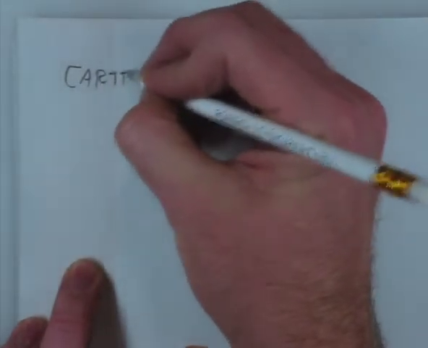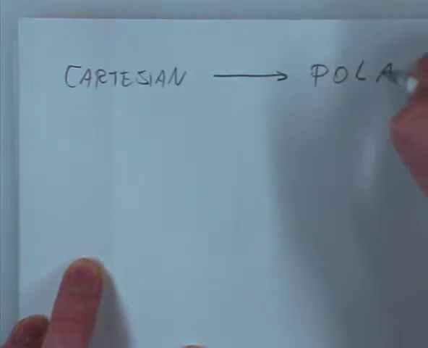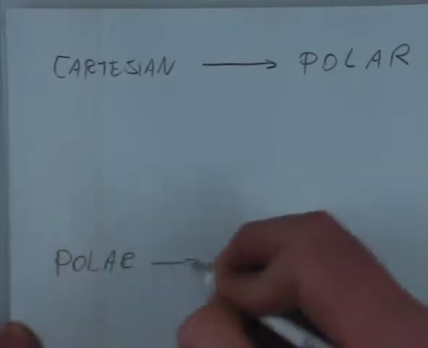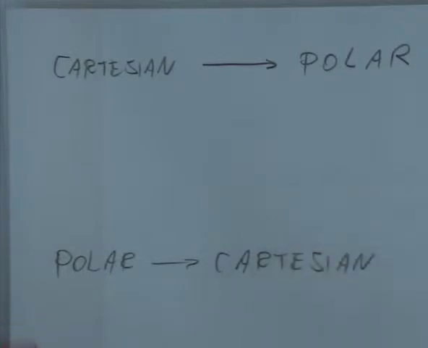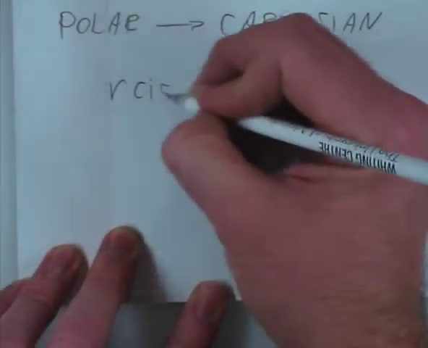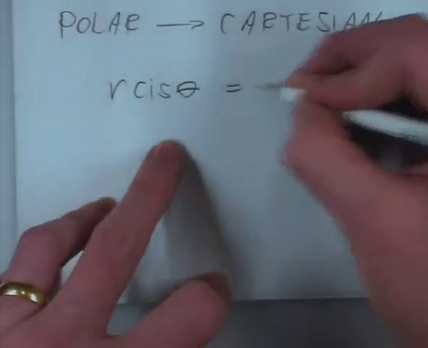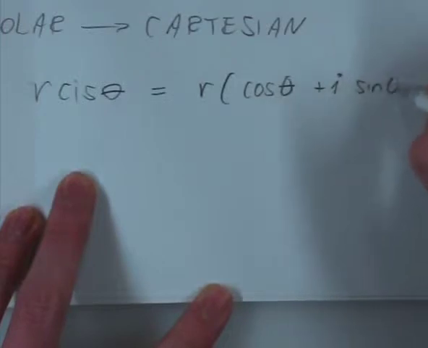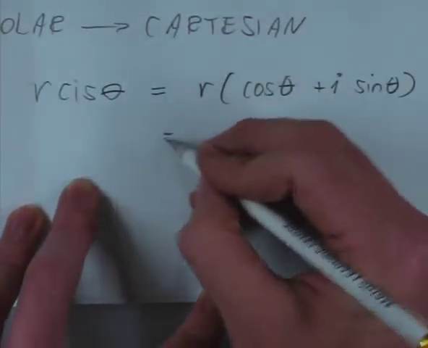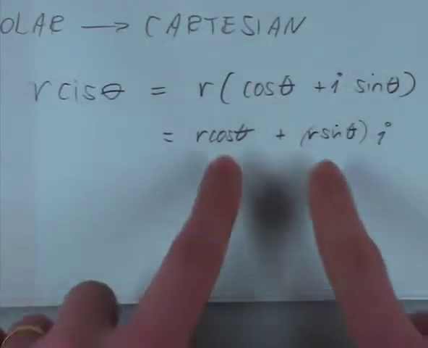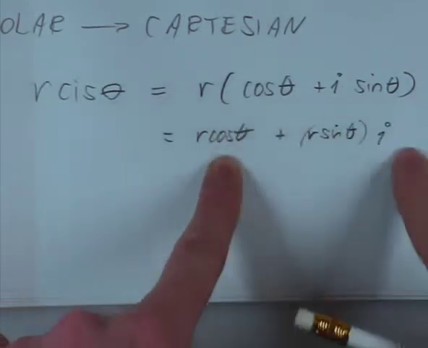So Cartesian to polar is much harder than from polar to Cartesian. So I'm going to do polar to Cartesian first. Okay, so polar to Cartesian form is extremely simple because you might have r cis theta. Well, that is the same as r of cos theta plus I of sine theta. And when you expand that out, you'll have r cos theta plus r sine theta times I. And look, this is already rectangular Cartesian form. It's number plus number times I. That's what it's supposed to look like.